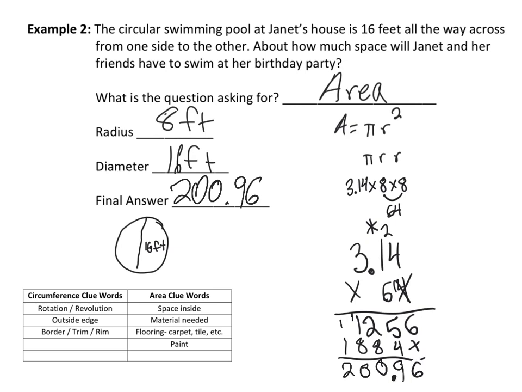When we find area, we have to remember to put the label, and the label has to be squared. If you don't put that, the question is technically wrong. So always put, if it is area, the unit of measure squared.